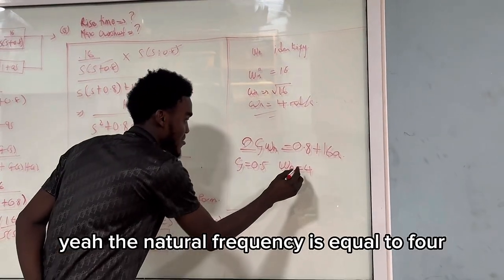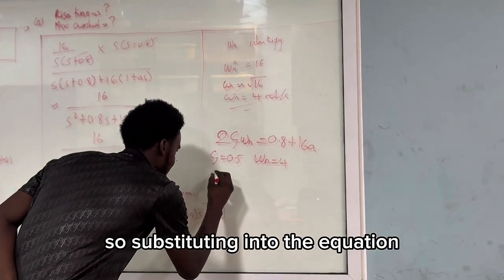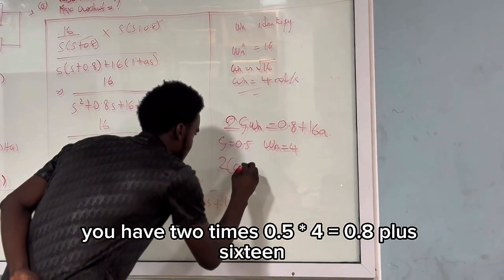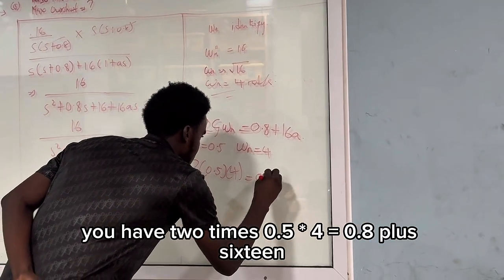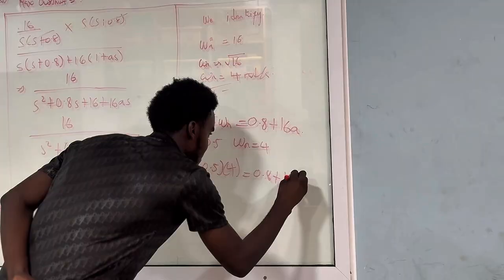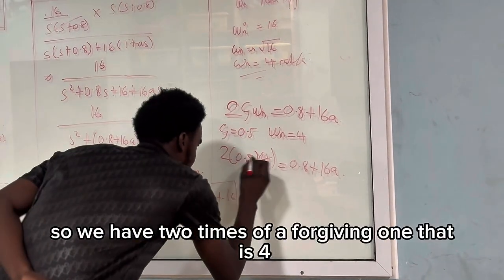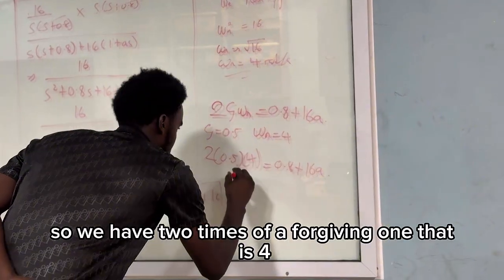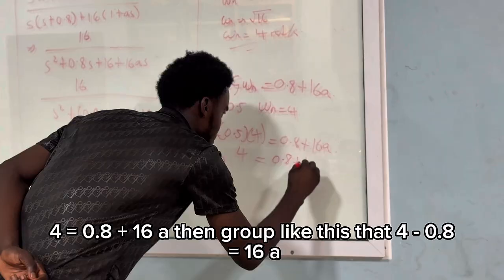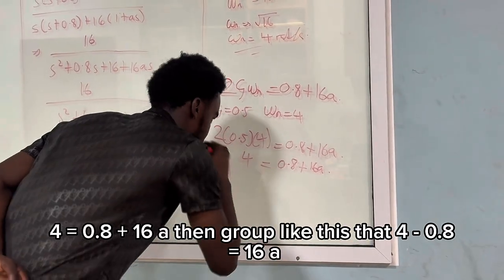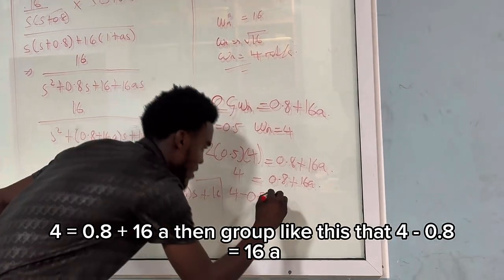The natural frequency is equal to 4. So substituting into the equation, you have 2 times 0.5 times 4 equals 0.8 + 16A. So we have 2 times 0.5 giving 1, times 4, equals 0.8 + 16A. Then we have 4 minus 0.8 equals 16A.